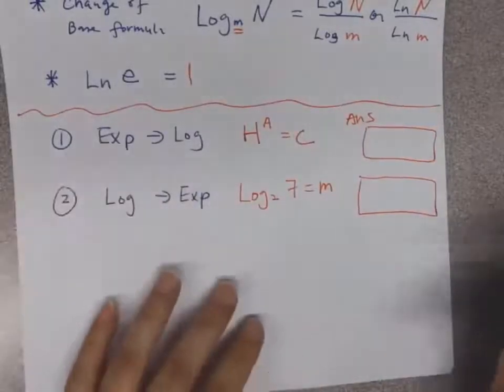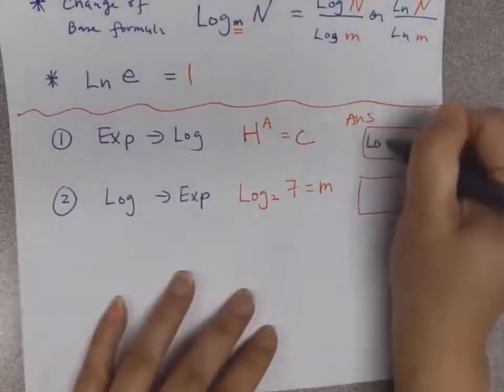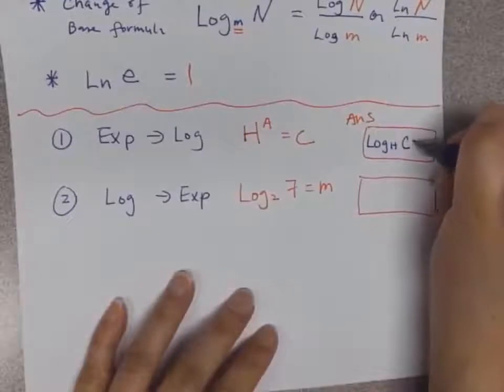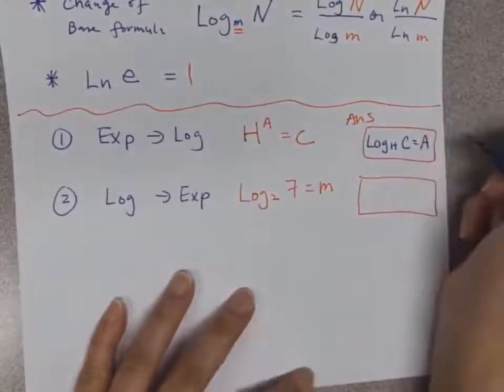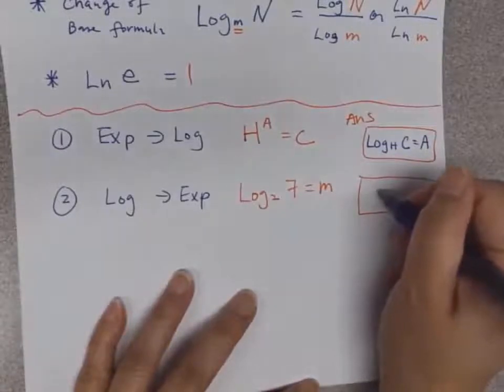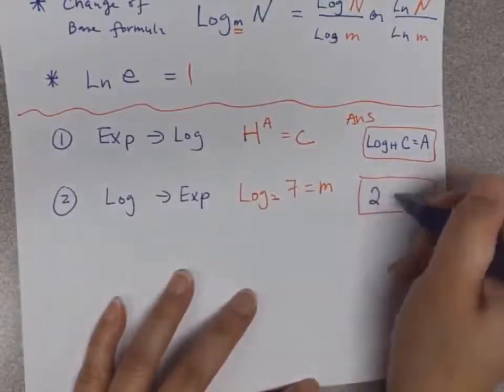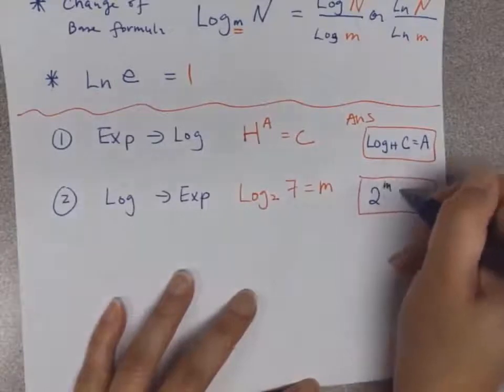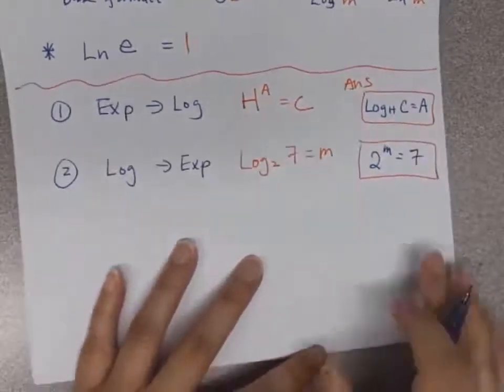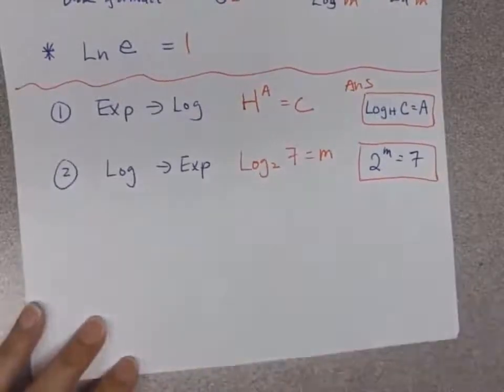The first one is log. The base is h, c equal to a. Is everybody okay? And then the exponential form would be base 2 raised to m equal to 7. It may seem easy, but it's easy to make a mistake too. So make sure you know those forms very well.